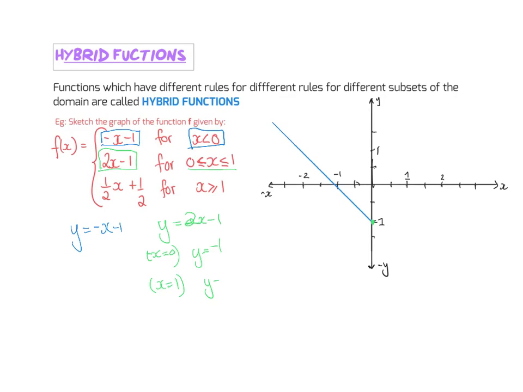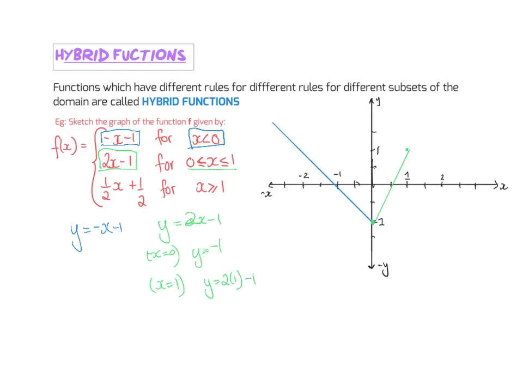So if I do that in the formula, we'd have 2 times 1 minus 1. So that's going to be 1. 2 times 1 minus 1 is going to be 1. So when x is 1, y is 1. So we follow the line, or the function, that follows that rule in between those values. So we do that, and we draw a line up to there.